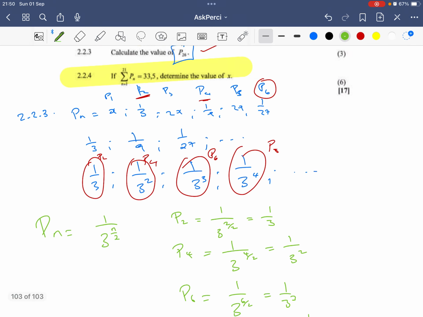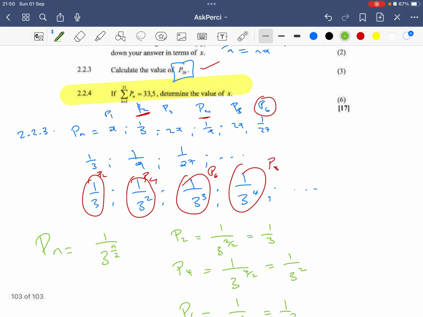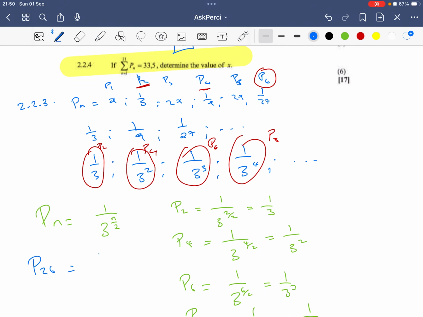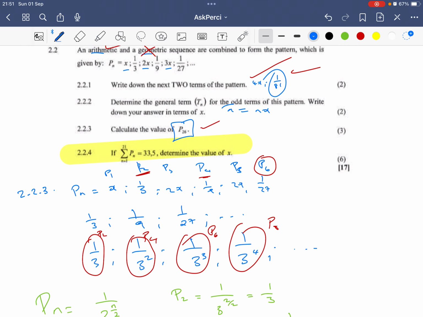I want to stress that it's not the entire sequence, but for even numbers it is 1 over 3 power n over 2. So, therefore, P26 is equal to 1 over 3 power 26 over 2. 26 over 2 is 13, because 13 times 2 is 26, right? 13. And that's your answer. I mean, you can simplify, take your calculator and punch in 3 power 13, you get your answer, but that's your final answer. You can write it that way. So there's 3 marks. P26 is equal to 1 over 3 power 13.